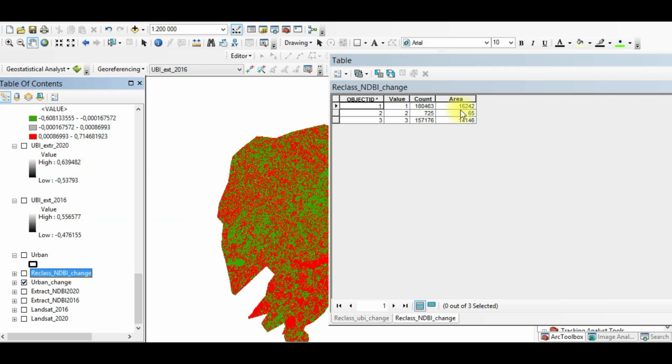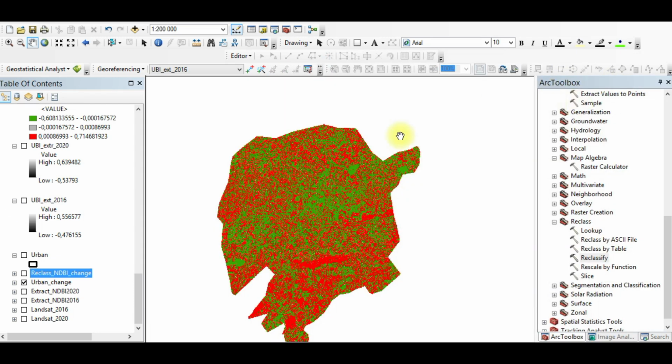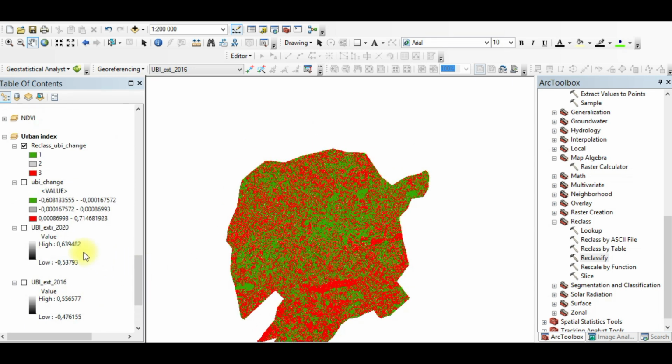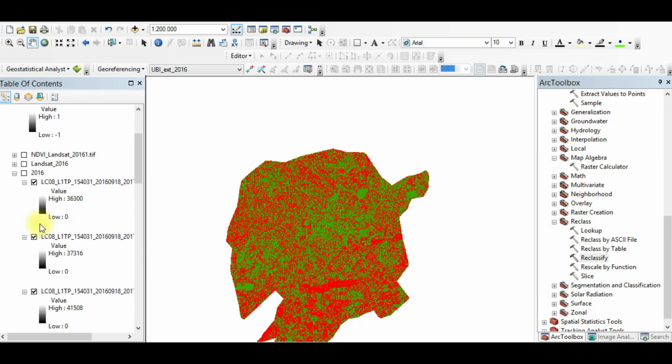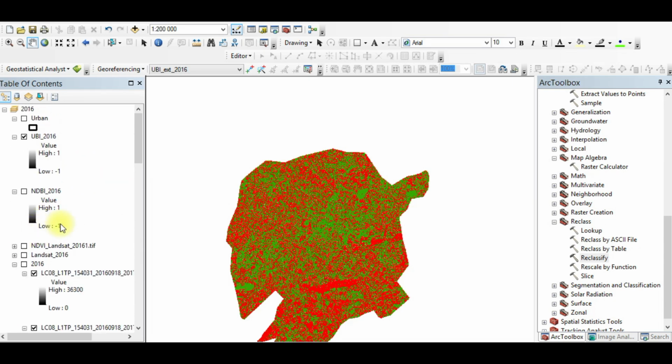So in this NDBI change, 16,000 hectares is the decrease of urbanization, neutral is 50,200, and surplus of urbanization is almost 15,000 in UBI, and this one is 14,000 hectares. So values are actually very close to each other. So both indexes are very reliable when you want to detect urbanization rate. So I will pause the video here, and we will continue with the water index in the next video.